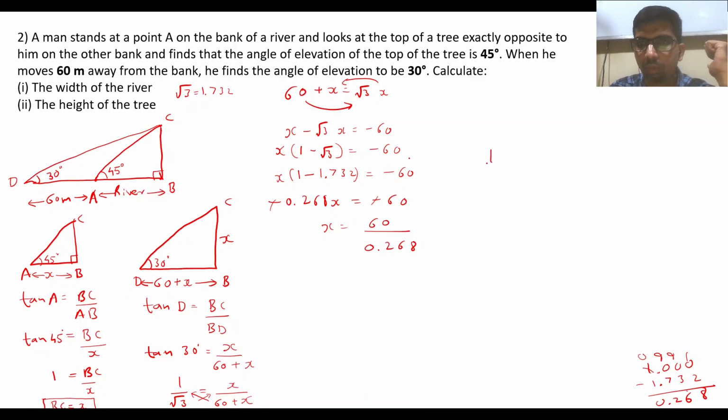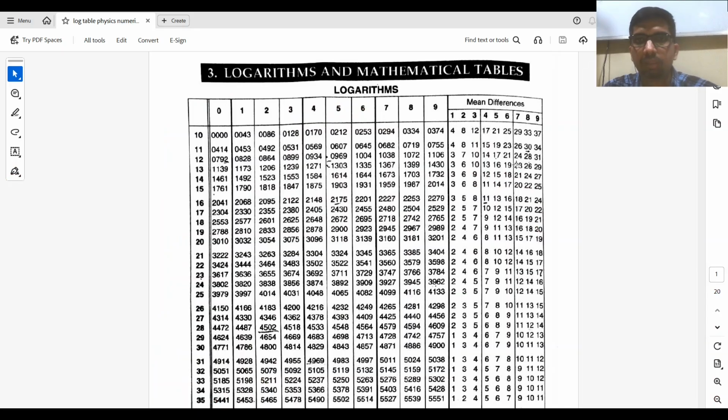So you have to go in logbook and find the value of 1 upon 268. So now open your log. This is the logbook. Go in reciprocal now. Okay. Find reciprocals.